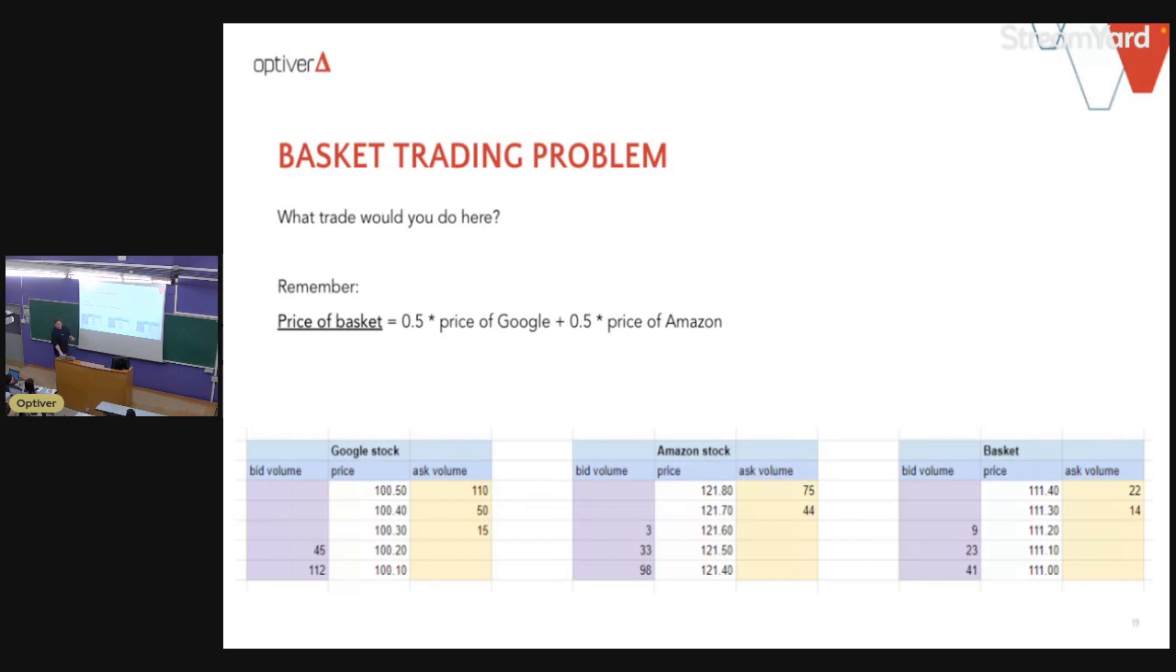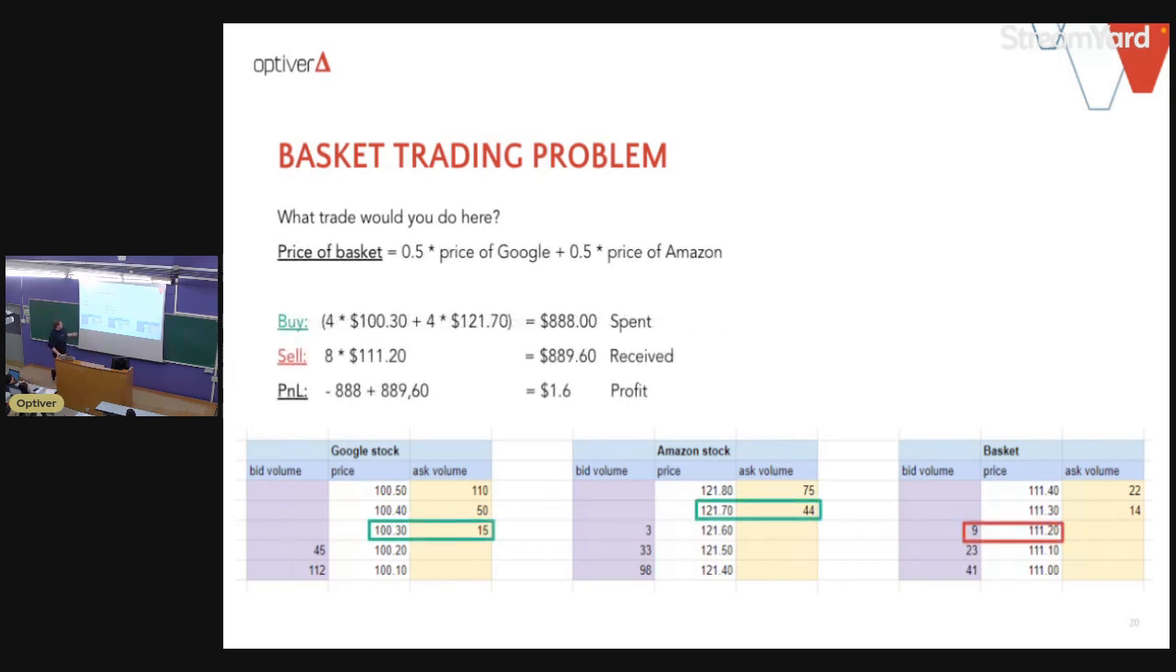Probably a bit too fast. You can look at it like this, right? So let's say you buy Google, you buy Amazon, you buy four each, which gives you 8 in total. Then you spend $888, basically 4 times this plus 4 times this. And on the other side, you sell the basket 8 times.